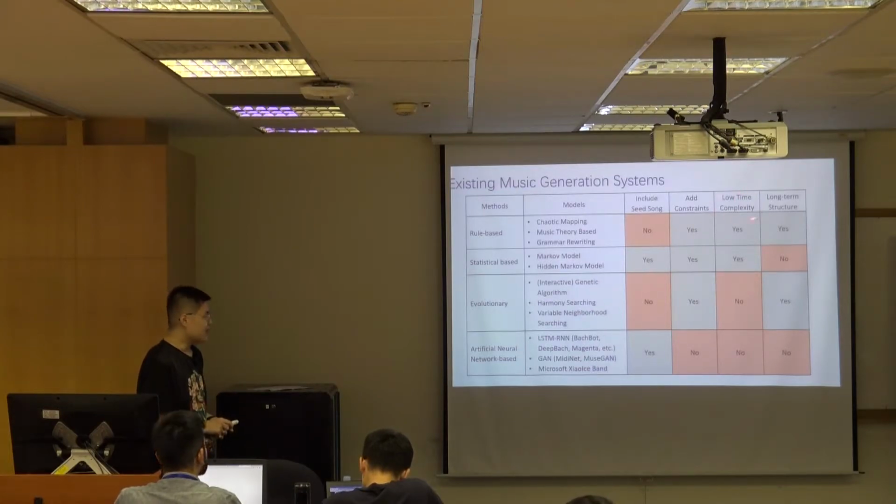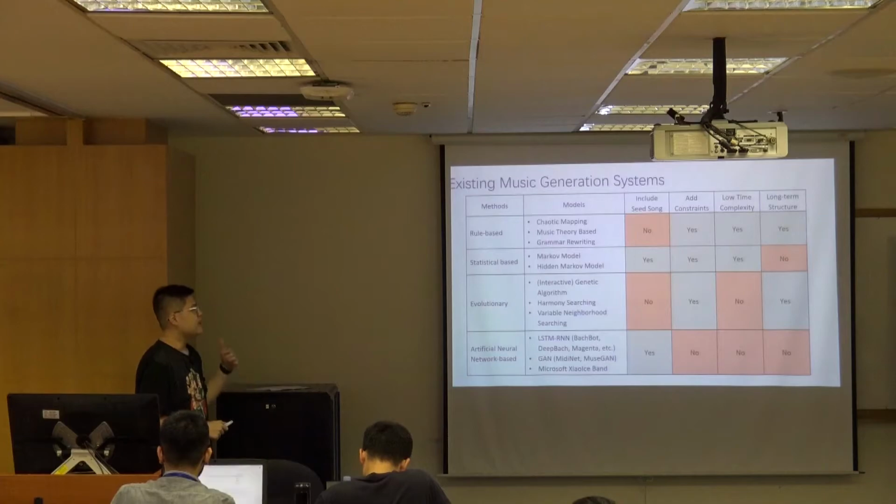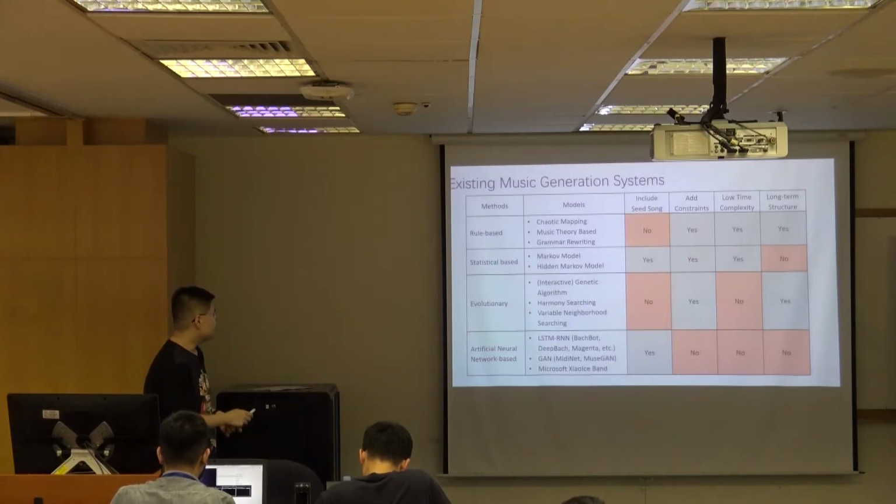And low time complexity. Yes, we don't want the users to wait too long for their music. And we also want the reinforcement learning part to get a very quick response to converge fast enough. And also long-term structures. This is also to guarantee the musicality of the music. But none of the models here have all the properties at the same time.